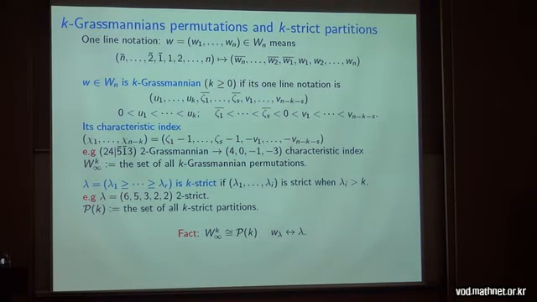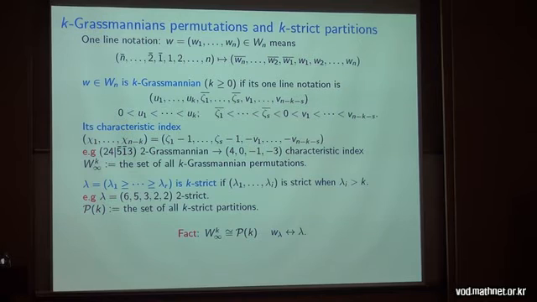So you collect all the k-Grassmannian permutations with this definition, W infinity k. I don't specify the length n when I write this W infinity. You can imagine you have 6, 7, 8, 9, 10 after this 3, so it doesn't change the numbers after 5. That way you can identify it with a permutation on infinitely many letters.